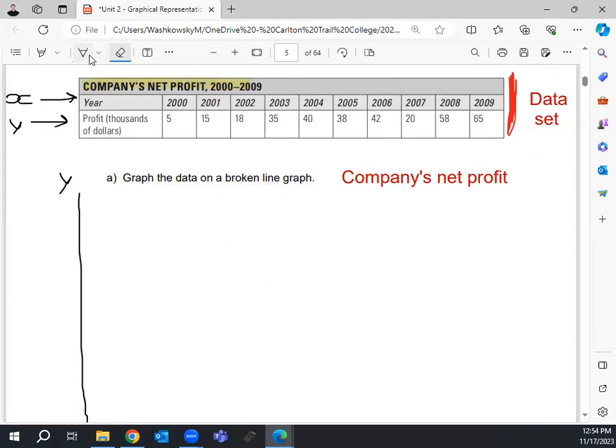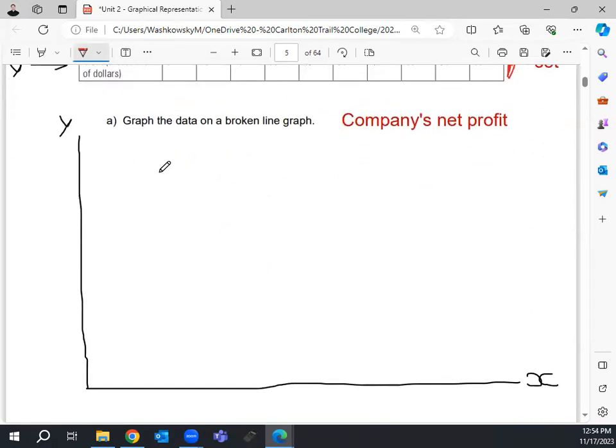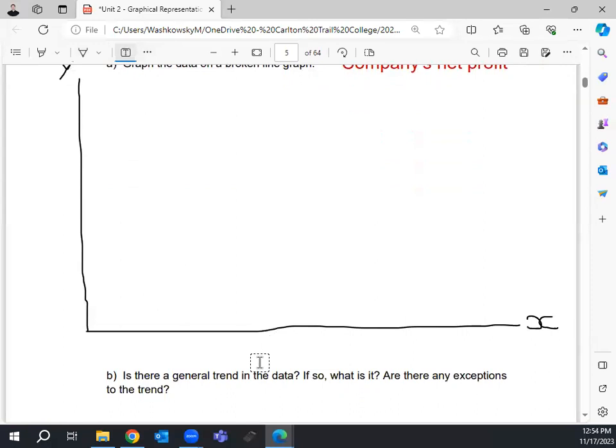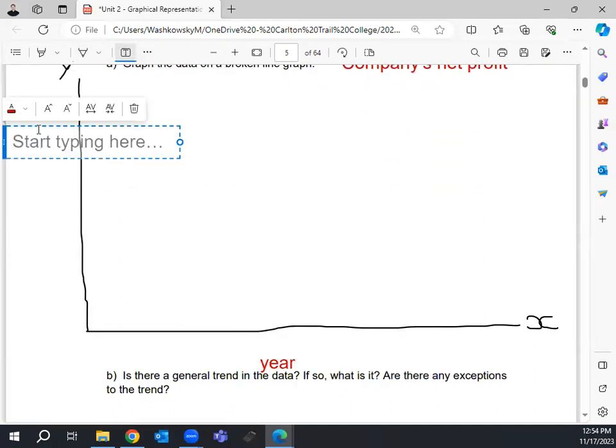So I've done my first step. I have labeled my graph. I'm just going to put year and money. I'm going to put in thousands and make this a little bit smaller. Leave myself some space.